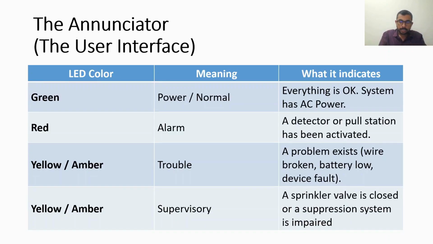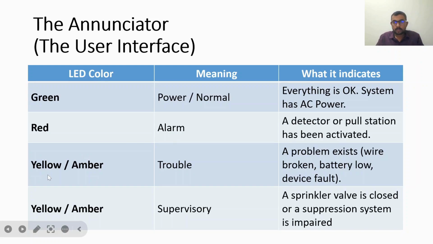Here is a table. In this table you have 3 columns: LED color, meaning, and what it indicates. The green LED shows that the panel is powered up or in normal condition. It indicates that everything is okay and the system is running on AC power. The red LED shows that the system is in alarm state. Someone must have pulled a pull station, or activated a smoke detector, and because of that the panel is in alarm state.